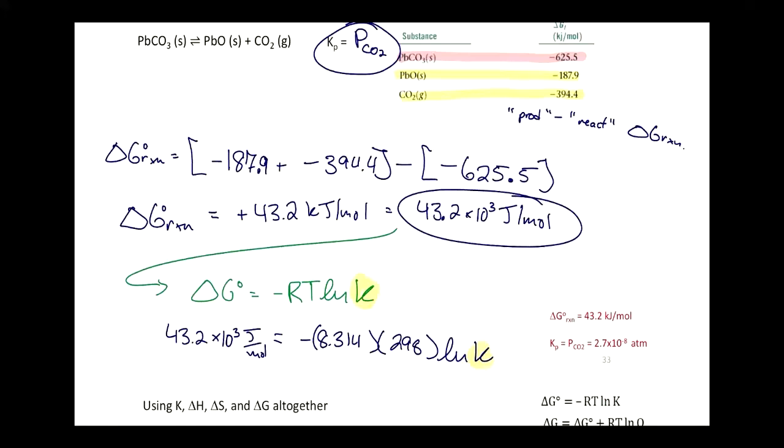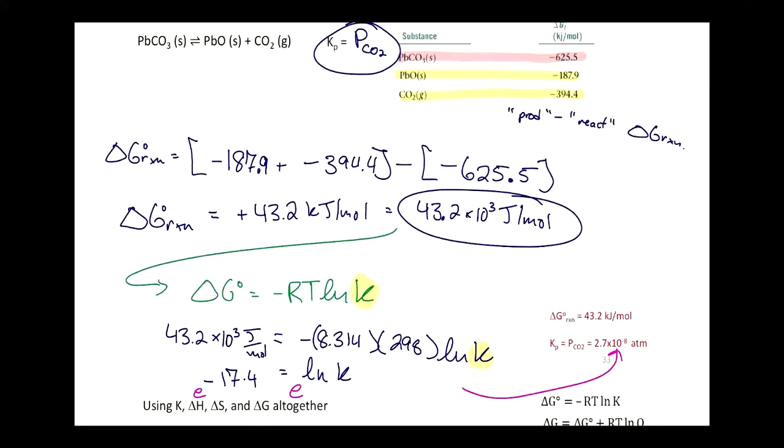If you move some things around, ln K is equal to negative 17.4. To undo the natural log, you e both sides, and so e to the negative 17.4 gives you this very, very tiny number. When you isolate K, you get that K is equal to 3 times 10 to the negative 8, a very, very small number. And that makes sense, since this reaction has a very positive value of delta G. The forward reaction is not spontaneous, so you shouldn't make that much CO2.